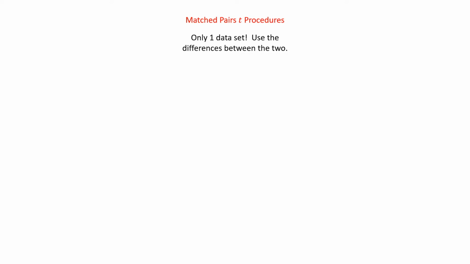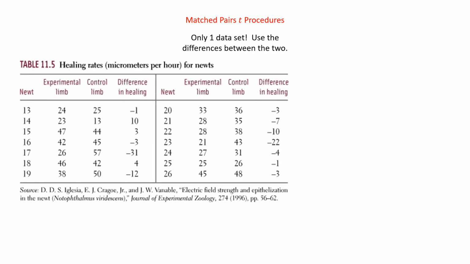In the next section, which we're going to get to in a minute, we're going to be looking at two sample procedures. That is not matched pairs. This is one of the most common mistakes that is made with matched pairs. So if we have a data set, say this one, which is experimental limb, control limb, it's in newts, they're healing.